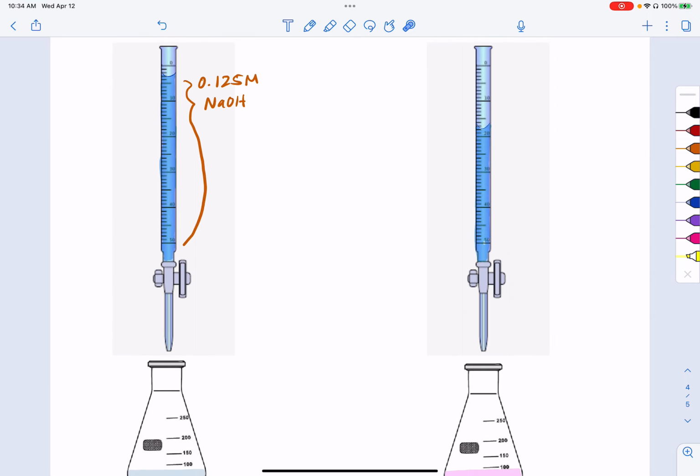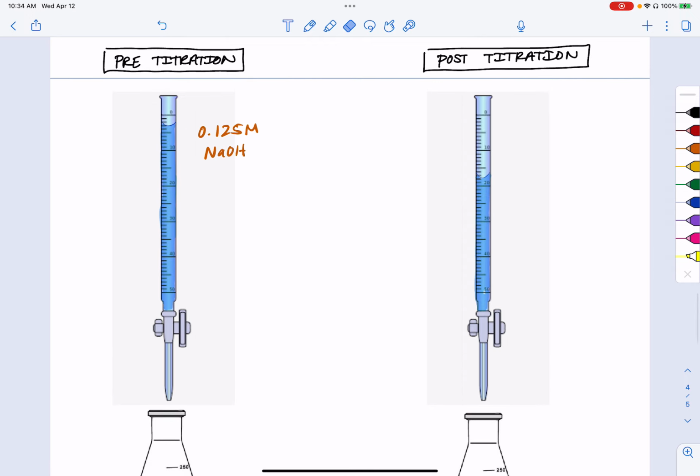All right. Now, after the reaction has happened, in my post-titration, I have noticed a difference in the height of my NaOH that's in my burette. And the difference between my starting volume read on my burette and the final volume read on my burette is going to be what's added. So let's visualize this, knowing that what's in the burette, my titrant, is 0.125 molar NaOH.